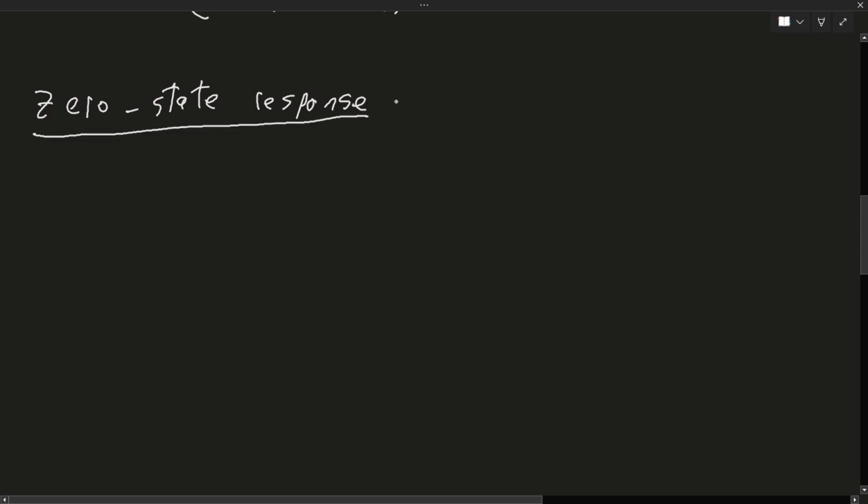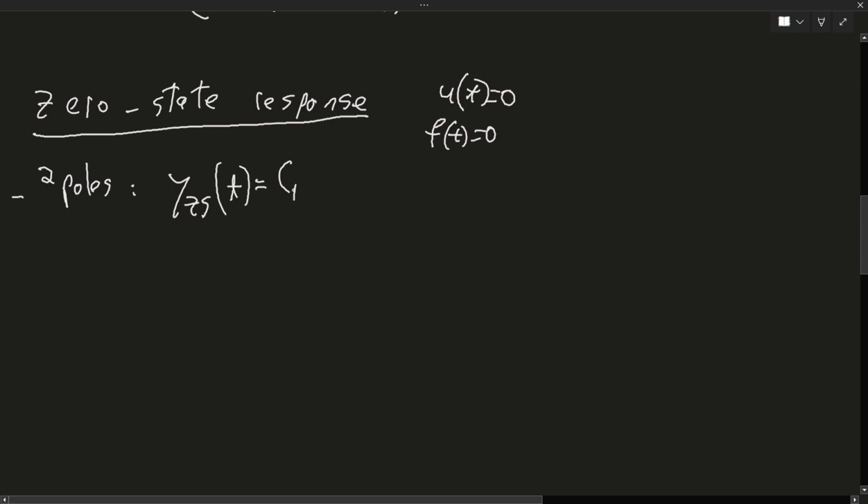Zero state response is just a fancy way of saying that your input is equal to 0, or f of t equals 0, okay? If this is the case, there's general formulas that you can follow. There's 3 cases. The first case is if you have 2 normal poles. Then your system zero state response is equal to a certain constant times e to the power of your first pole times t, plus another constant times the same thing, but with the second pole, okay?